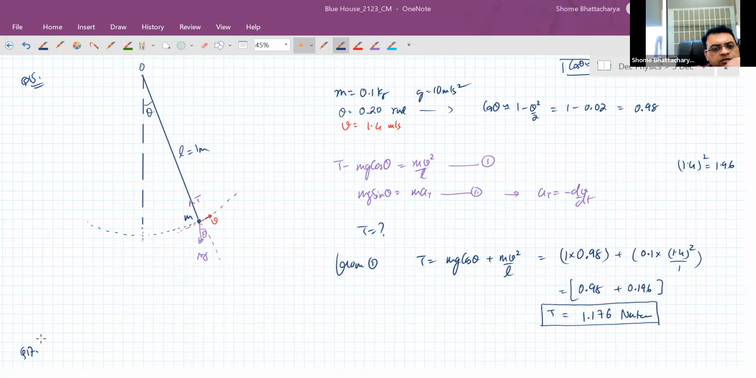Okay, 17th question: a person stands on a spring balance at the equator. By what fraction is the balance reading less than his true weight?